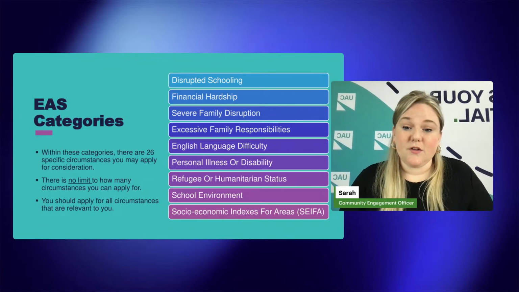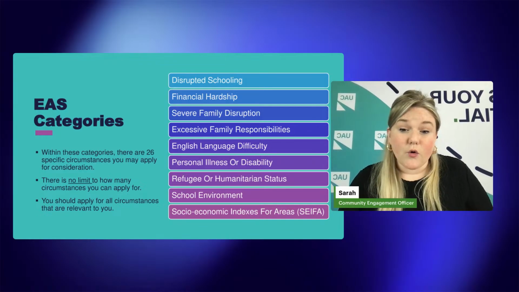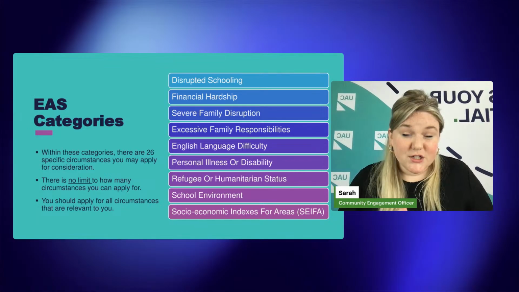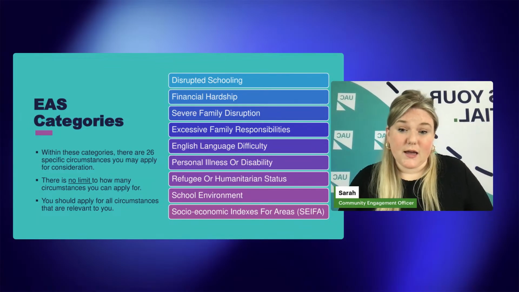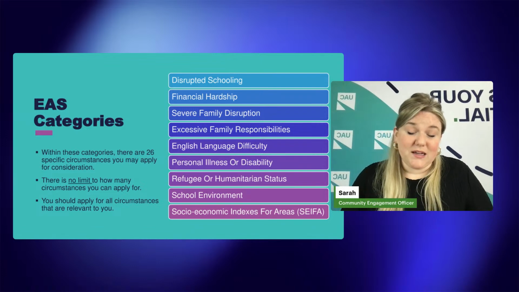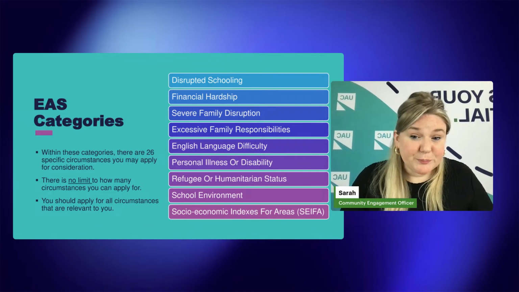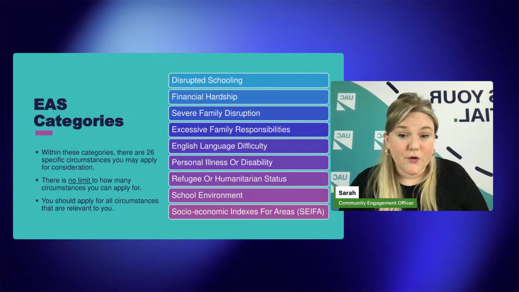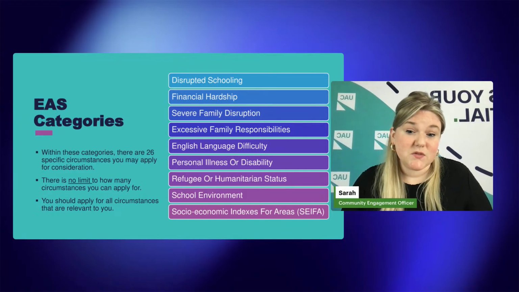These broad categories are things like disrupted schooling. That could be if you've attended 3 or more different schools in years 10, 11, and 12. Or we've then got financial hardship, and an example of that could be that you are receiving youth allowance or your family is receiving family tax benefit. Another category is severe family disruption.